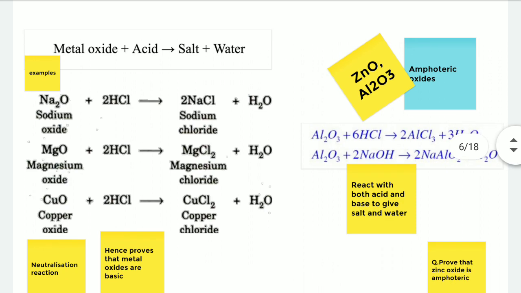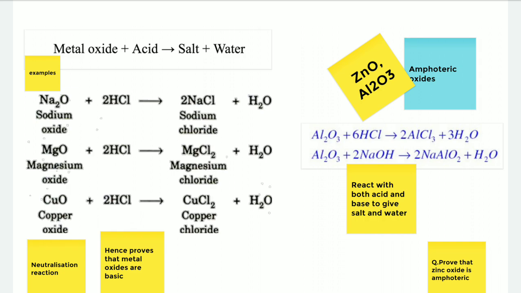Another way to find out whether metal oxides are acidic or basic is the neutralization reaction. Metal oxide on reaction with acid will give salt and water. Already we have learned this reaction as a neutralization reaction. How is it a neutralization? Because metal oxides are bases. Acid plus base will give salt and water. For example, magnesium oxide plus HCl will give magnesium chloride and water. MgO plus HCl gives MgCl2 plus water. Hence, we can say that metal oxides are basic in nature.